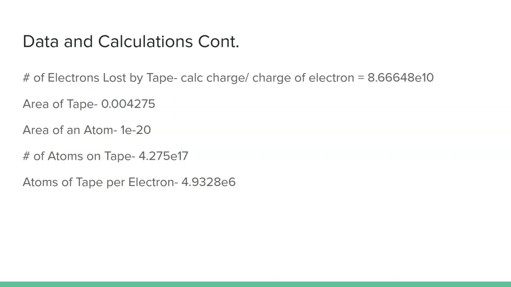For more data and calculations, I got the number of electrons lost by the tape by dividing the calculated charge by the charge of an electron, which I got 8.66648 E10 electrons. The area of the tape is found by multiplying the tape length and width. Then I use the area of an atom to find the number of atoms on the tape, and then I found the atoms of tape per electron, so how many atoms of tape there are per electron.